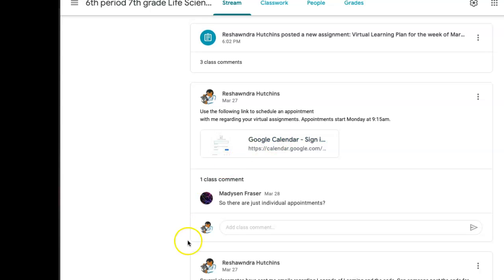Lastly, and yes, Madison asked, are these individual appointments? It's individual, but they're like 6 people because it's one person from each class period. And some of you will be alone because I don't see anybody else signed up, but there are some of you that will have like 2 or 3 other people in there.